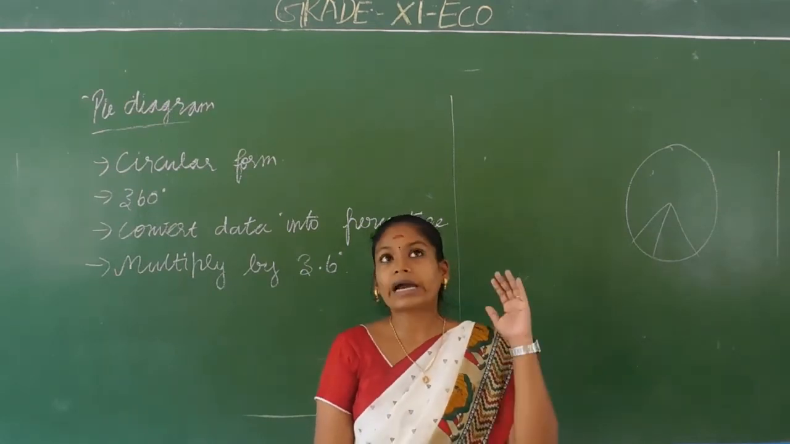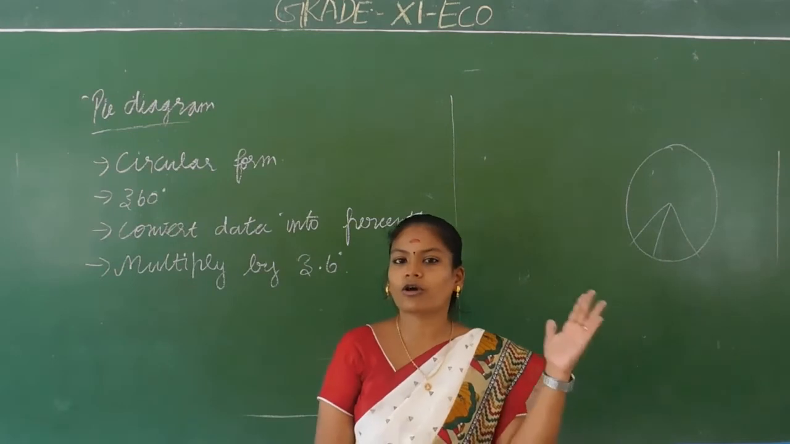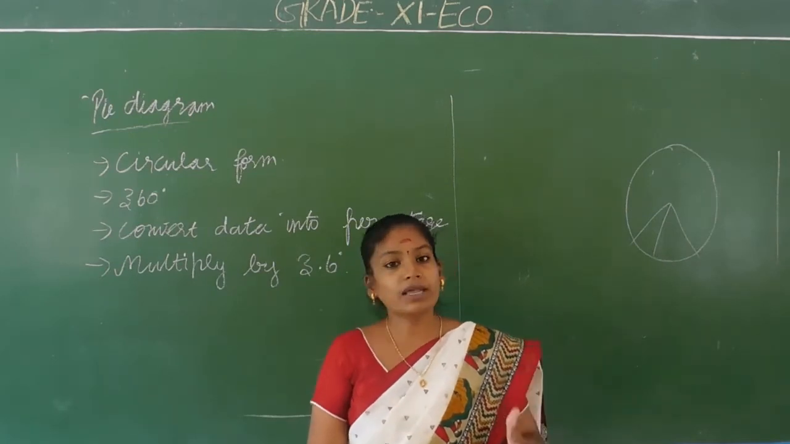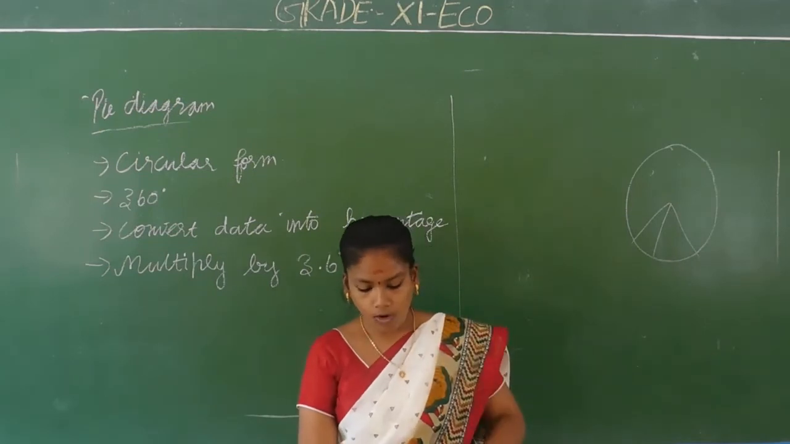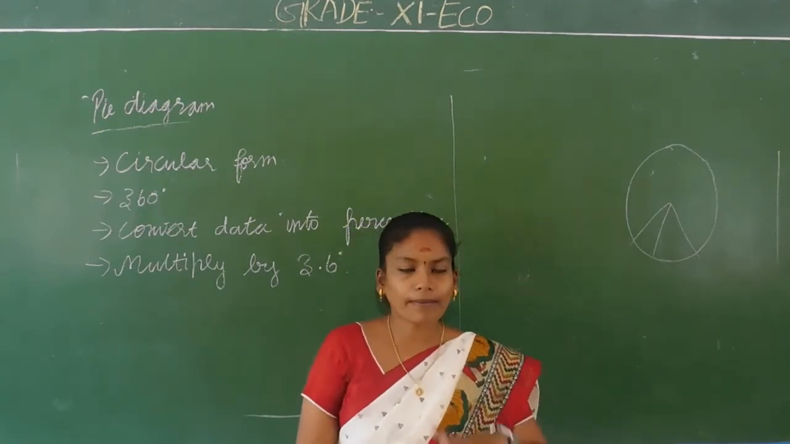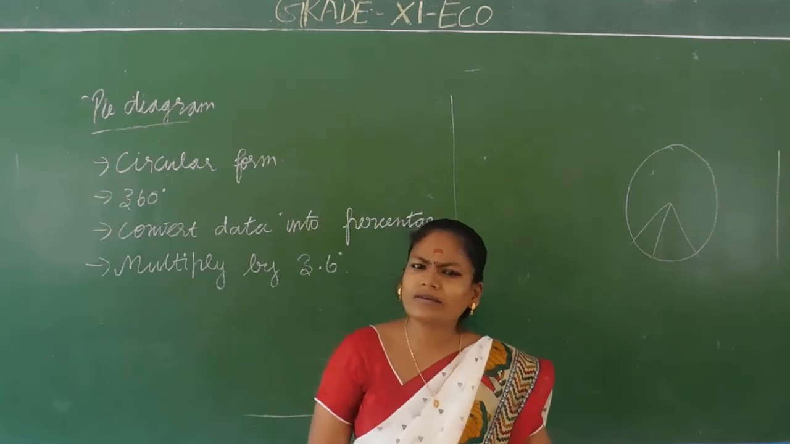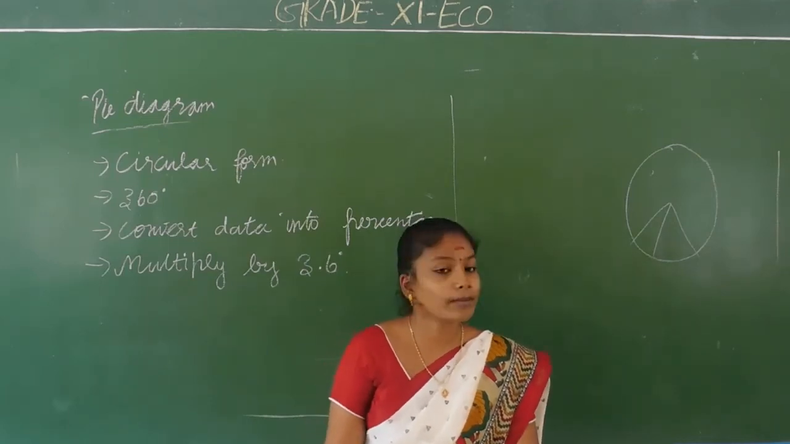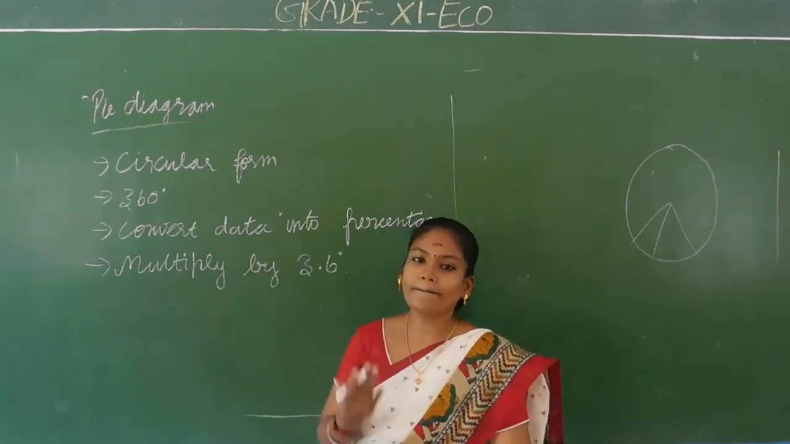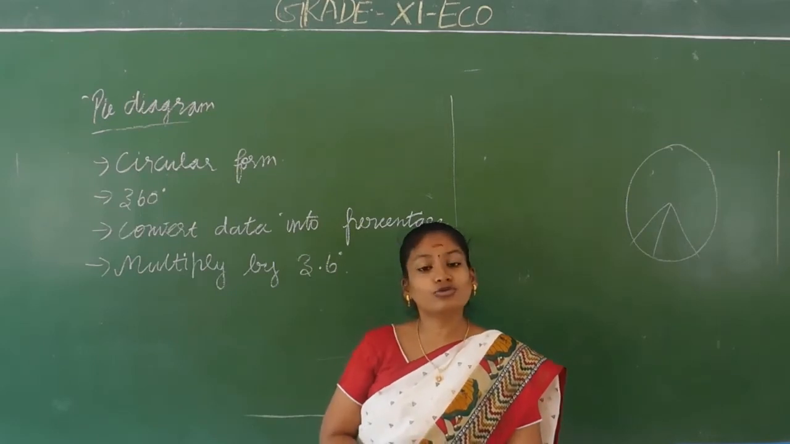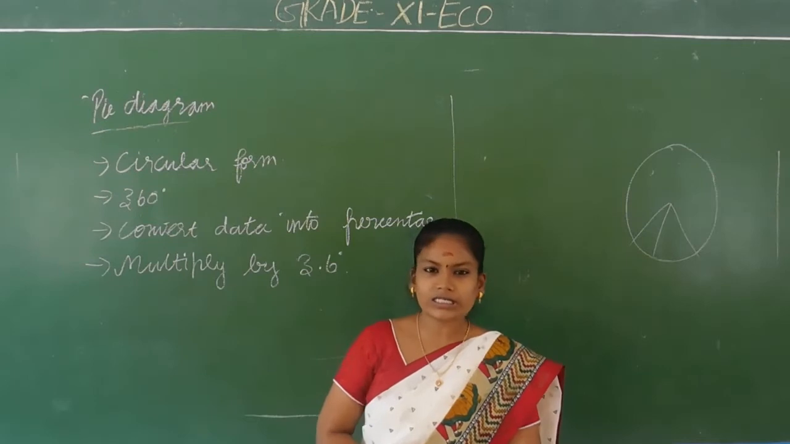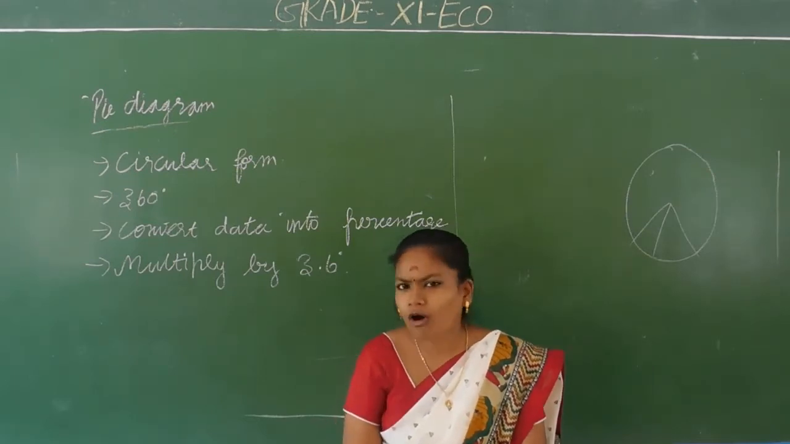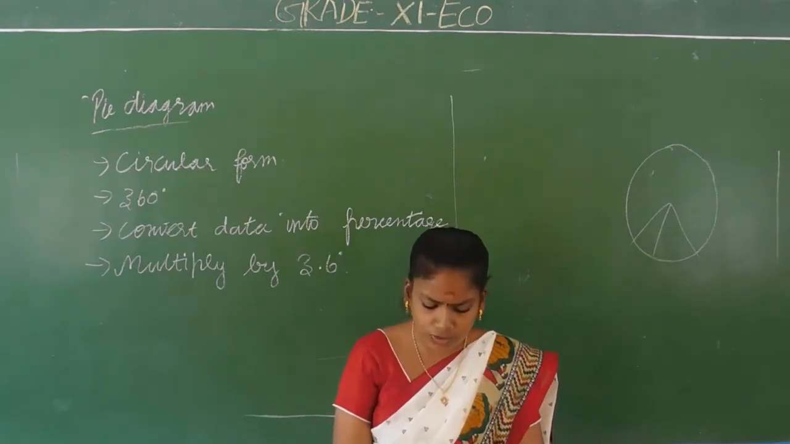What kind of data do you use for a component bar diagram? Similar data is used for this pie diagram also. So it is also called a pie chart. Usually this is the common term we use, pie chart, more than pie diagram. Even in your junior classes, in middle school, when we were discussing statistics, you would have drawn a pie chart. It's easy to understand.